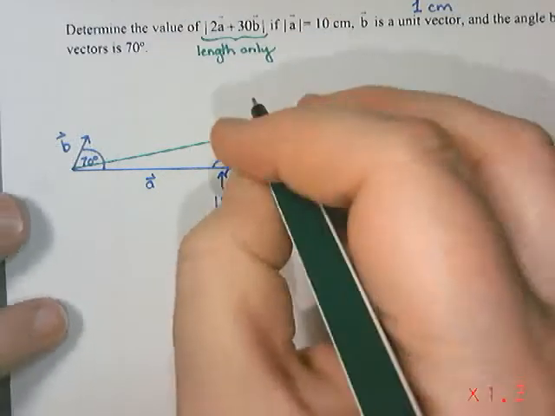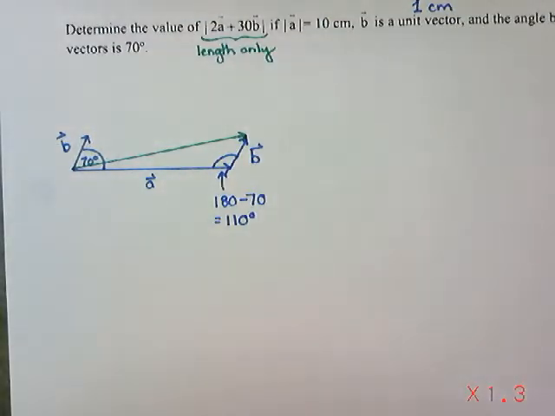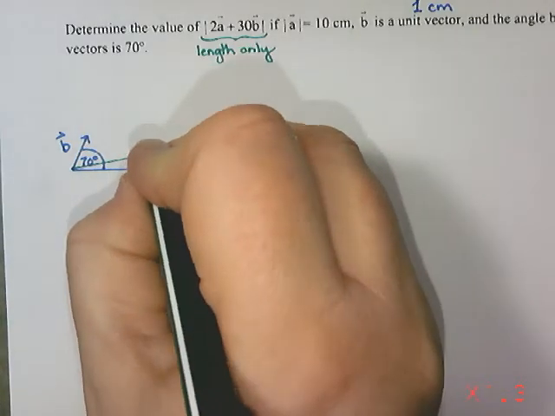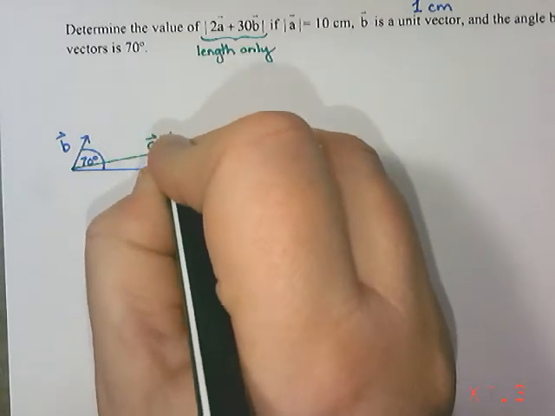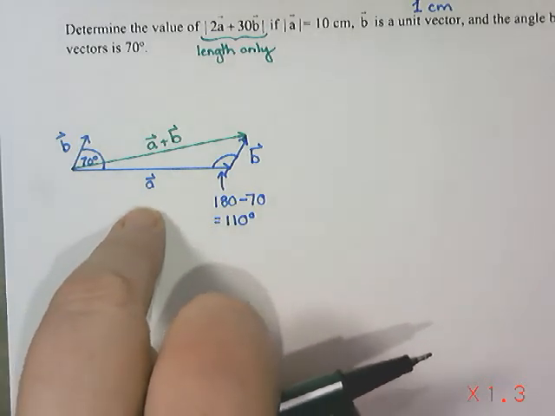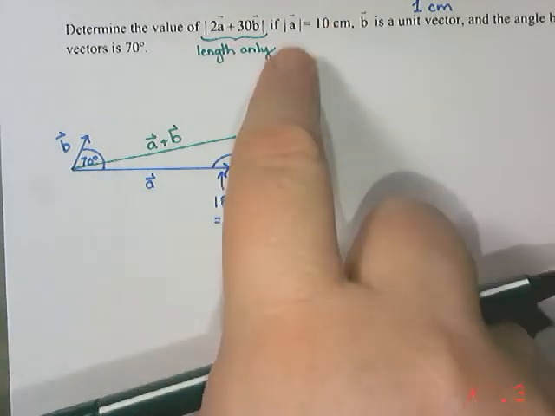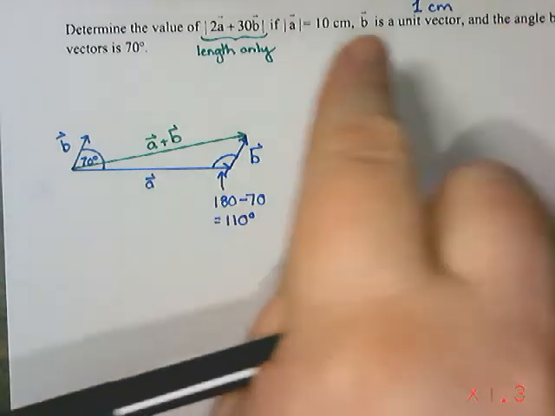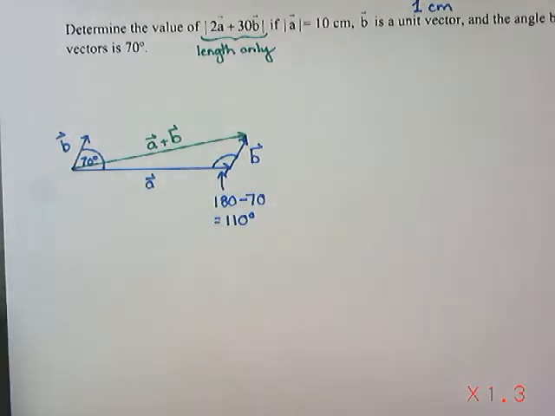This would be A plus B. But wait a minute. We're not trying to find A plus B. We're trying to find 2A plus 30B. So this would be A plus B, but that's not what I'm actually looking for. What we're looking for is 2A plus 30B. So I want to think a little bit more before I go to draw the picture about what 2A would be or what 30B would be.